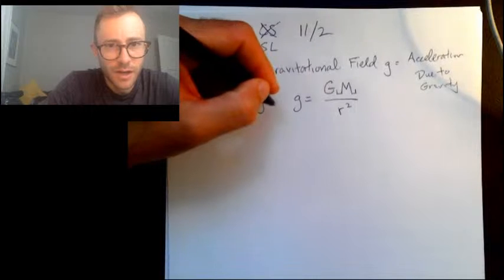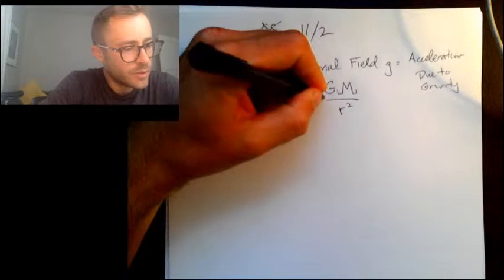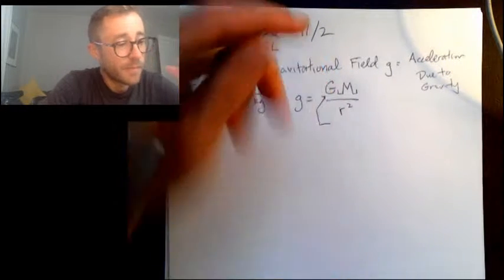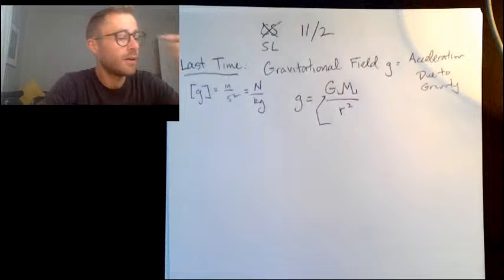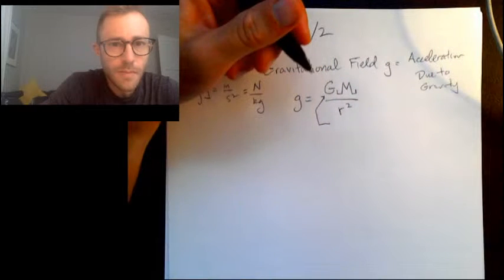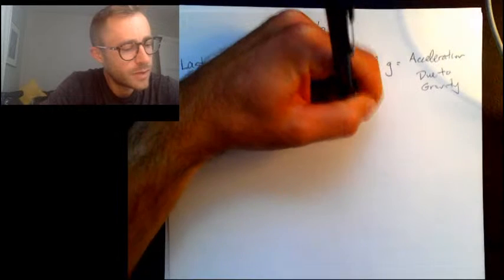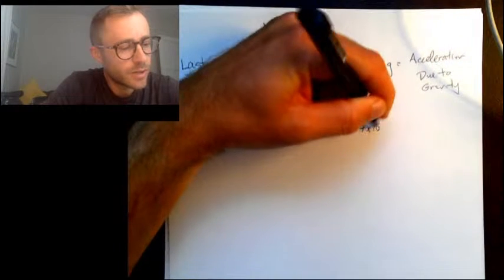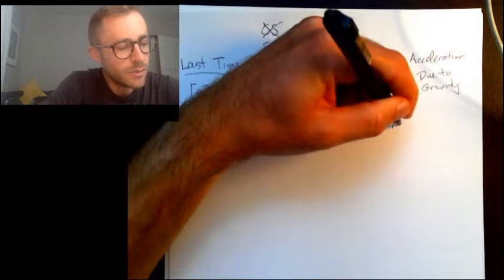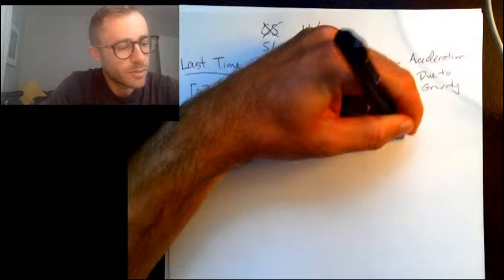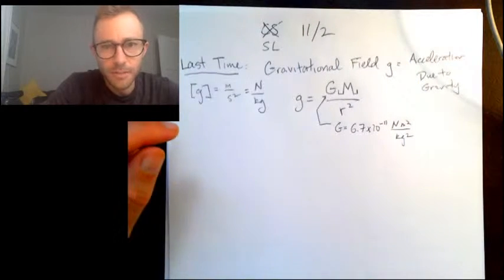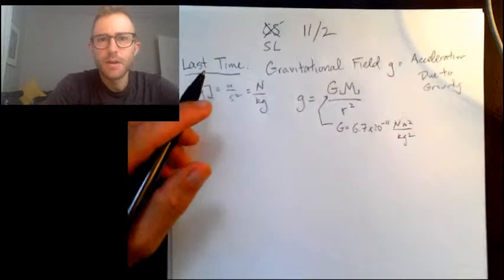Big G is not equal to little g. Big G is the universal gravitation constant. Its value is 6.7 times 10 to the negative 11 newton meters squared per kilogram squared. It's an odd unit.